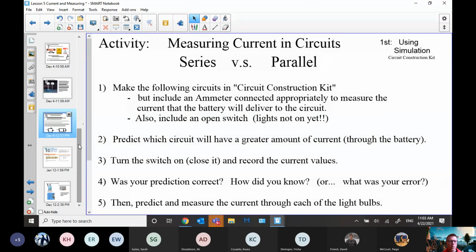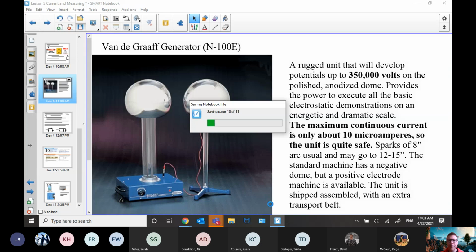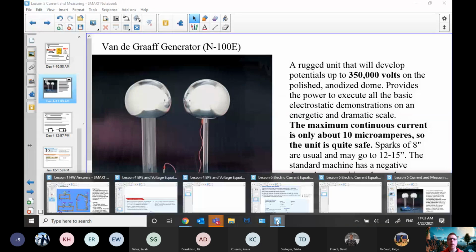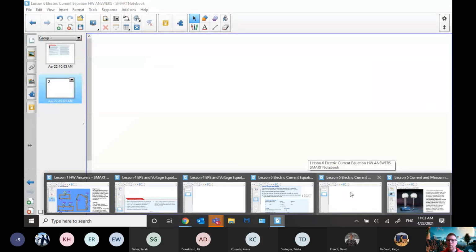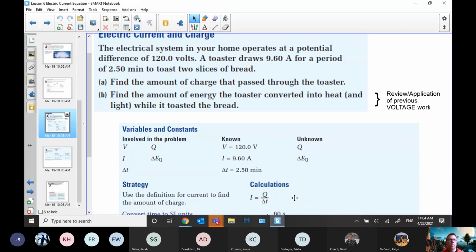So, of course, we're going to look at making circuits and so on. Let's skip that part. But basically, later on, you'll be able to look at how much current flows and so on in a different lesson. So I'm going to skip that part for now. So that was lesson 5. Lesson 6, current equation.